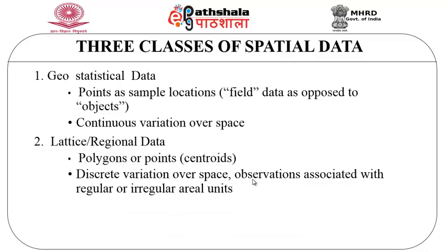So there are basically three classes of spatial data type as such. One is the geostatistical data, which are represented as points as sample locations. Here there is a continuous variation over the space. The other one is the lattice or the regional data, which are represented by polygons or points or centroids. Here the variation is a discrete variation over space, and the observations are associated with the regular or irregular aerial units as such.